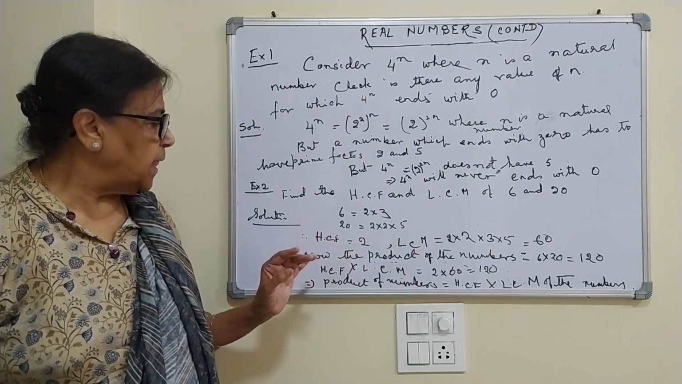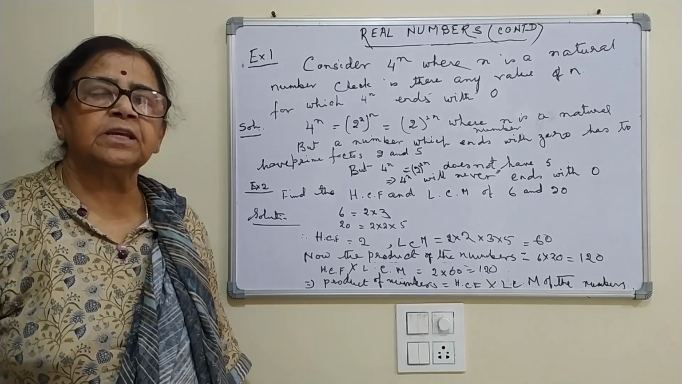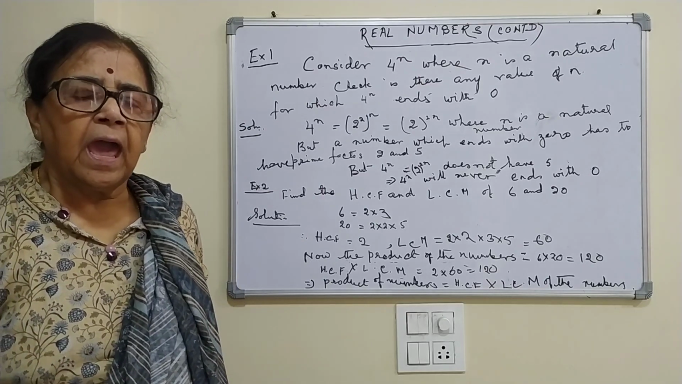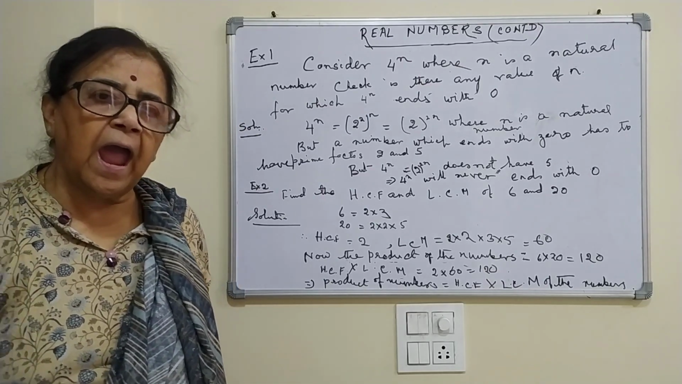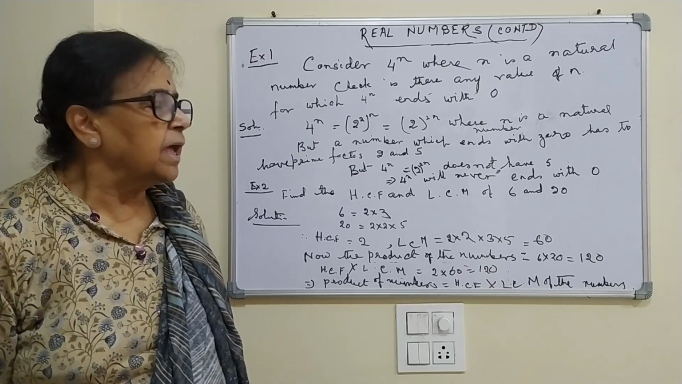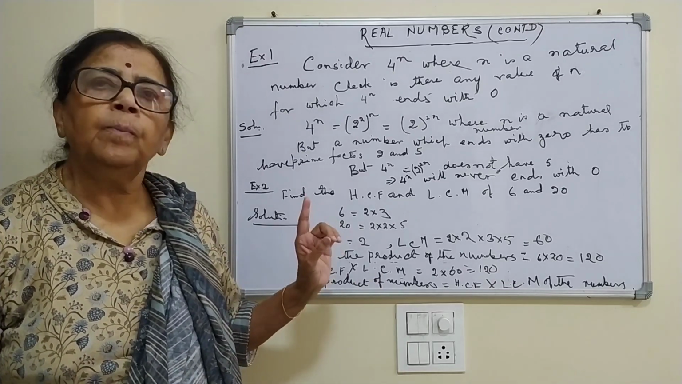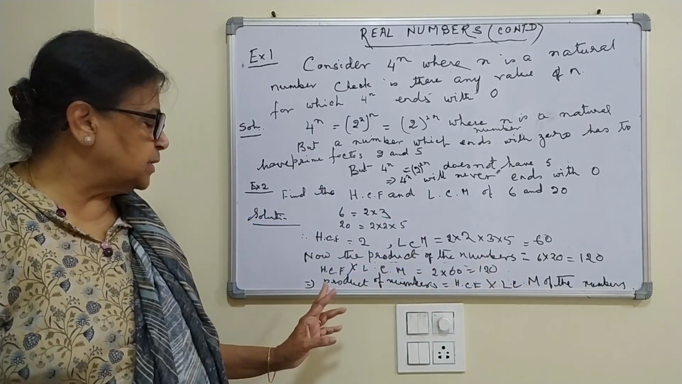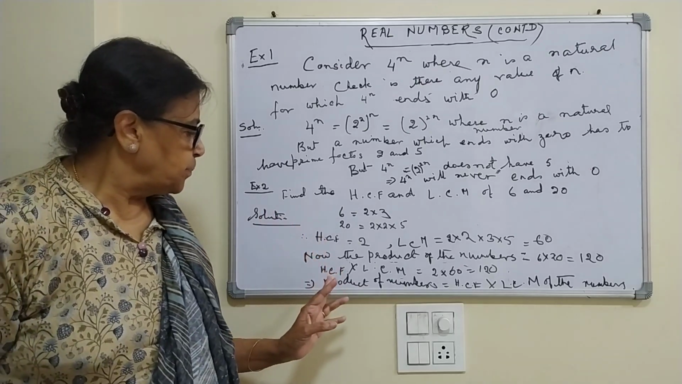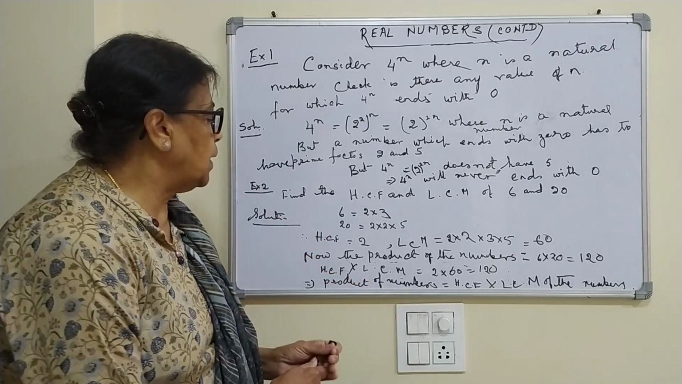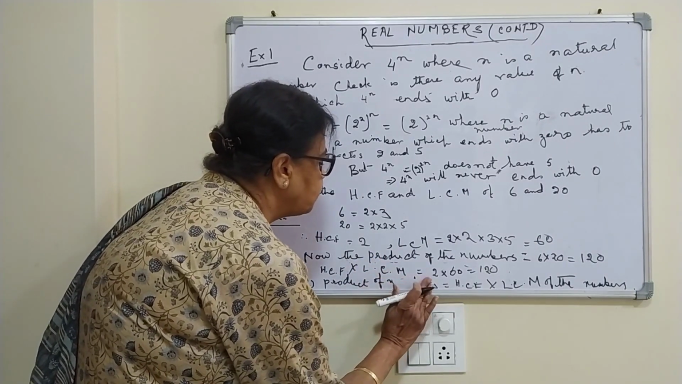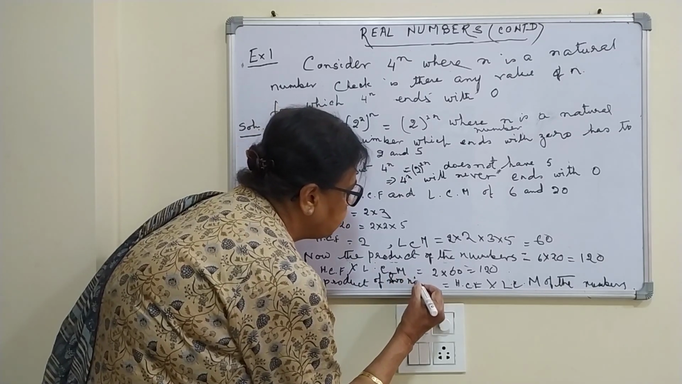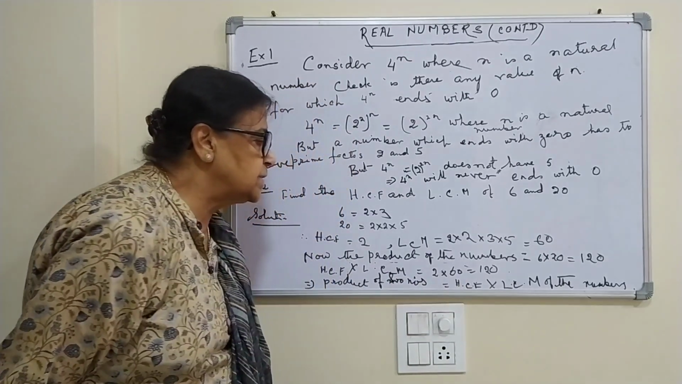Now I show you, the product of the two numbers is how much? 6 into 20, right? That is 120. And the product of the HCF and the LCM is how much? That is 2 into 60. That is also 120. So we draw the inference that the product of two numbers is equal to HCF into LCM.